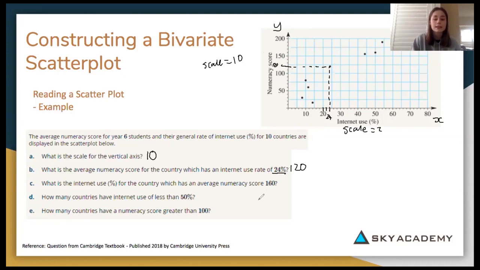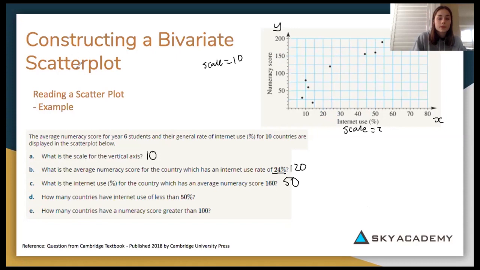So let's have a look at C. What is the internet use for the country which has an average numeracy score of 160? So this time we're going to do the opposite. We're going to go up first to 160, which would be here. We're going to go across 160 until you reach a point. Here we go. And then you go down until you get the next value, the x value. So for us, that would be 50. Now I'm just going to erase that just so I have a bit of room for the next couple of questions.